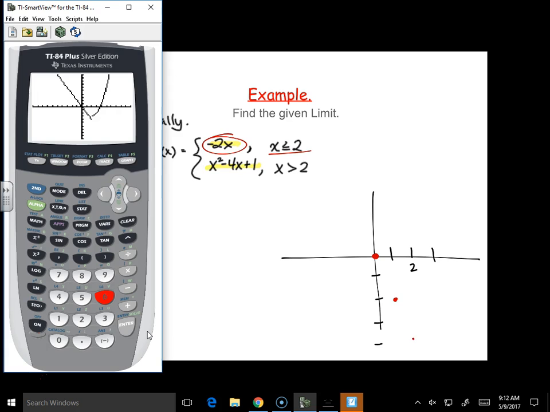Now, why am I filling in the circle if this one is less than or equal to? Because you can graph at 2. Because, yeah, it says or equal to. It includes 2. So I can graph at 2, and I have that. But what am I supposed to do for this parabola?